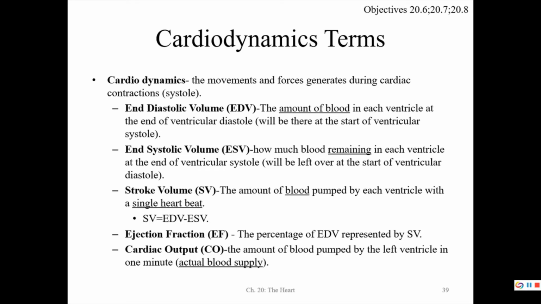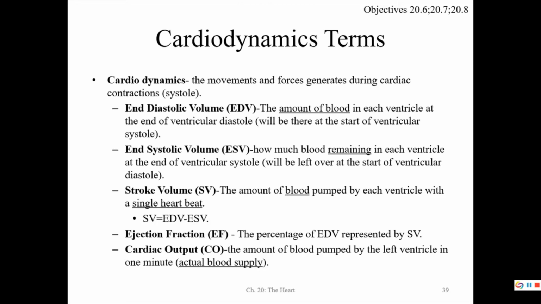So end diastolic volume, amount of blood left in each ventricle at the end of ventricular diastole. It's what's there at the start of ventricular systole. And then ventricular systole happens. There will be blood left over. That is the blood that is there when ventricular diastole begins. So, and that's what's going to be available to receive the blood that's coming in during diastole.